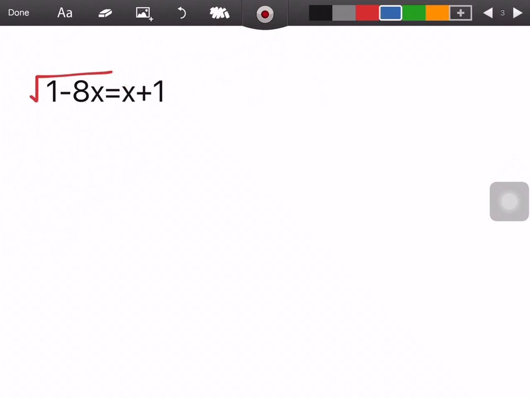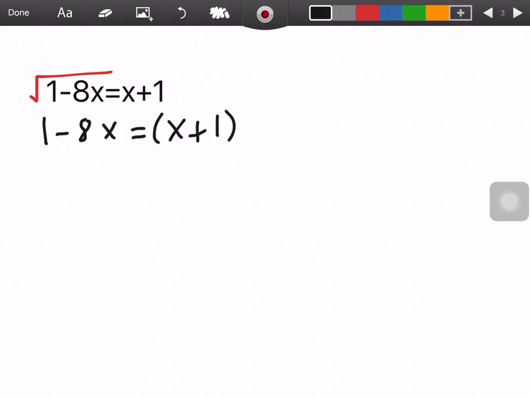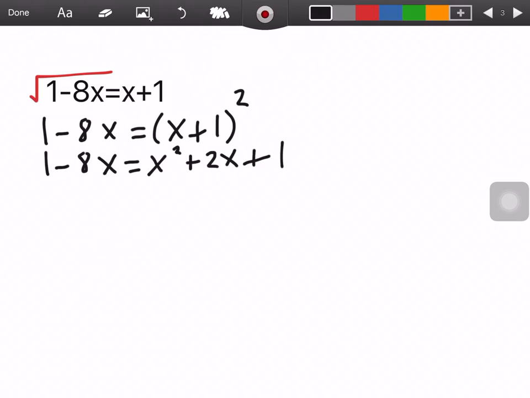Our next question is, the square root of 1 minus 8x is equal to x plus 1. Same exact thing, we have to square both sides. So we're going to use black. 1 minus 8x is equal to (x plus 1) squared. Now we're just going to expand our right hand side. It'll become x squared plus 2x plus 1.